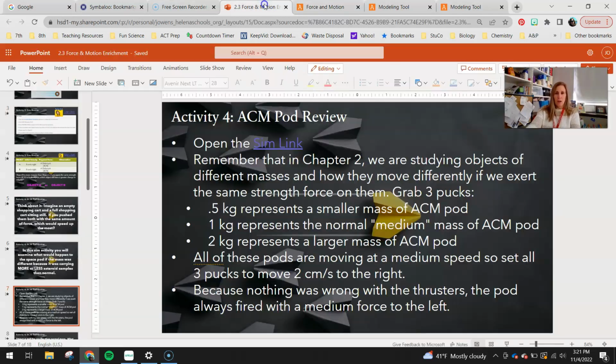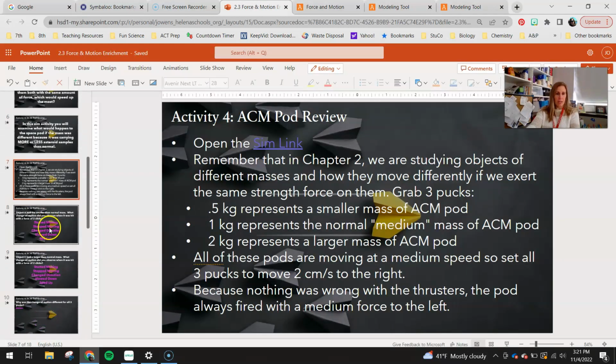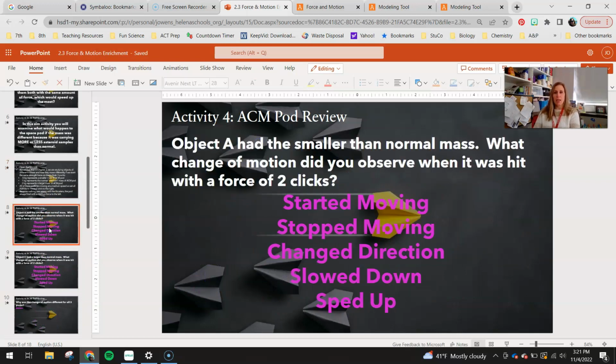On the next slide, you have a little data collection. Object A had the smaller than normal mass, so less asteroids than normal. What change in motion did you observe when it was hit with the force of 2 clicks? So go ahead, pause this for a second, and answer this question. Did it start moving, stop moving, change direction, slow down, or speed up?